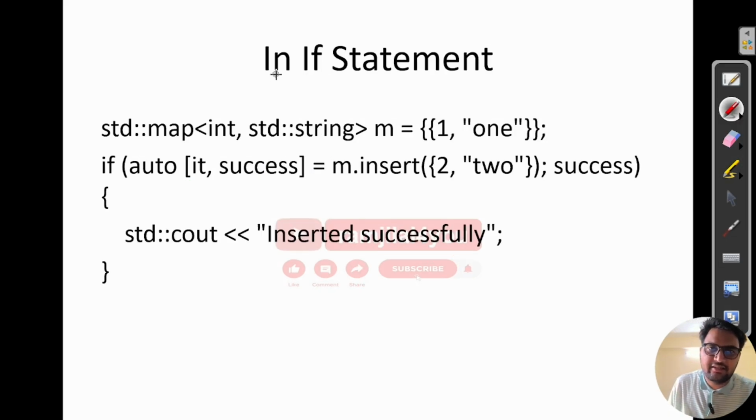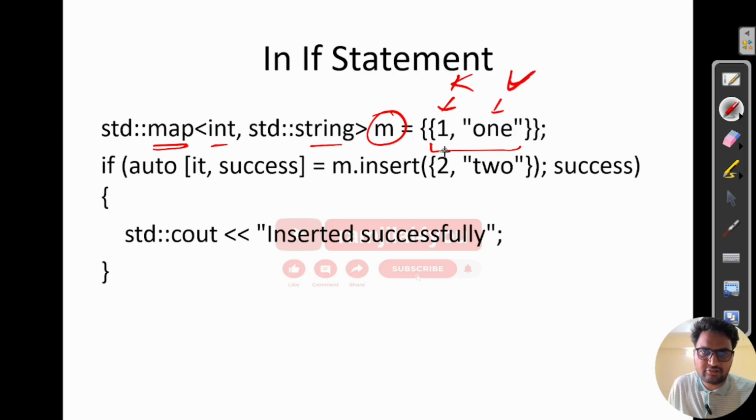So let's check the if statements with the structured binding here. This is the same case for the switch case also, right? So here just try to understand. Here we are using the std::map, a map of integer and string, and we are creating the m object. This map has only one key value pair, right? This is the key, and this is the value, right?